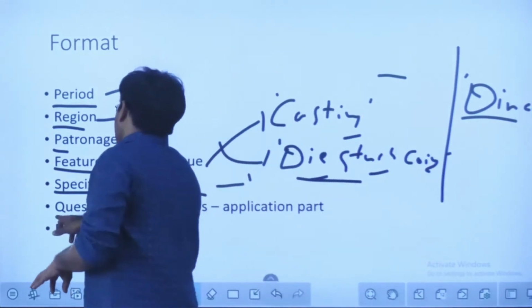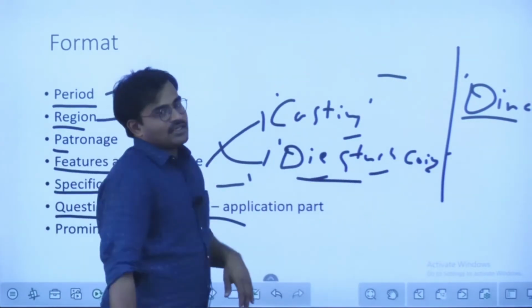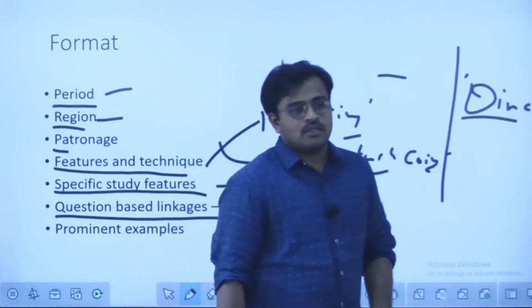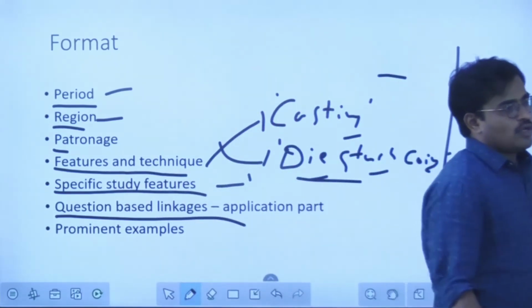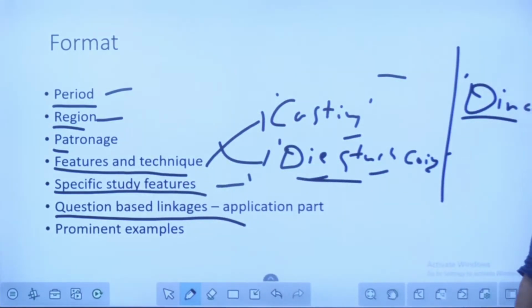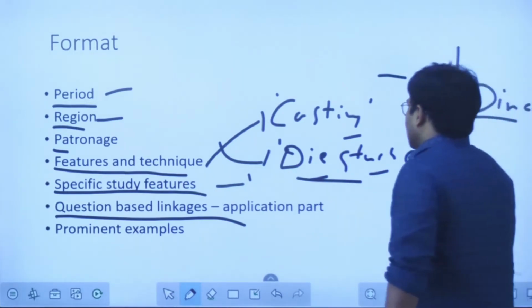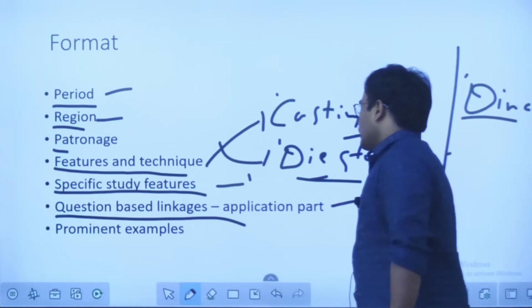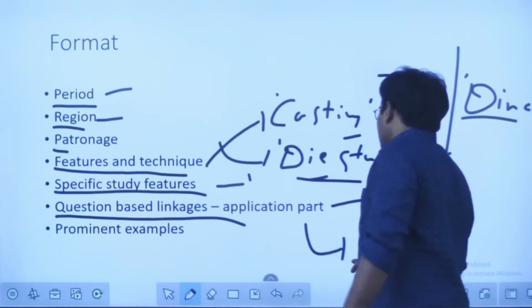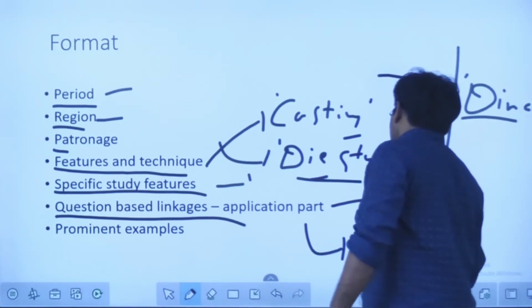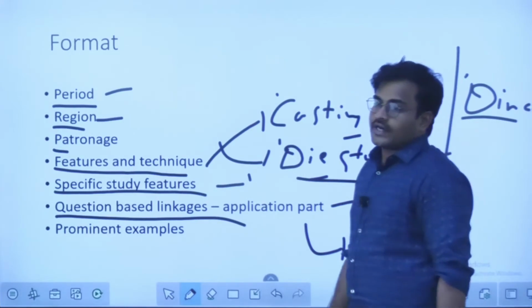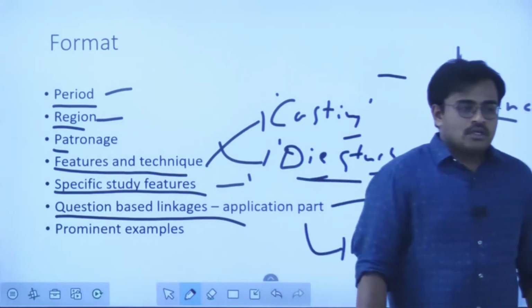Then you have to move to the question-based linkage or application part. In the last section, you have to write about why Gupta numismatic art is not repeated later. First, you need to write what the conditions were during the Gupta period. Then later, because of feudalism, all of these conditions are lost. So it is done. Are you getting my point?